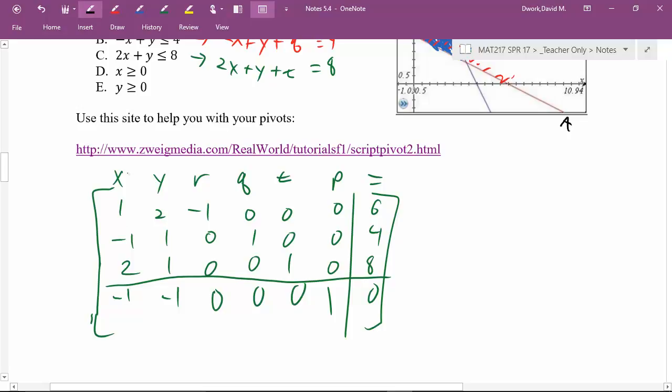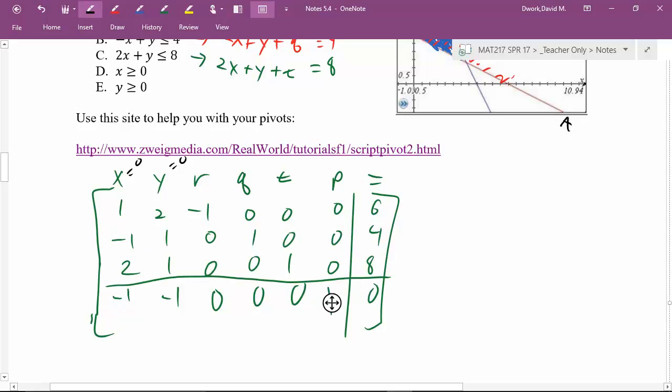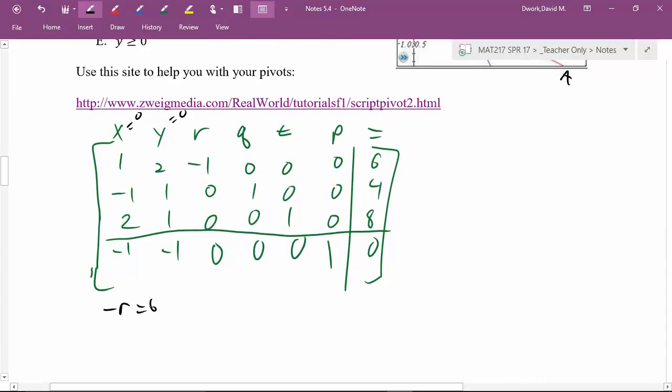So we're just going to talk through it. So this would be 0, x would be 0, y would be 0, r we're going to keep, q we're going to keep, t we're going to keep, p we always keep, equal sign we always keep. All right, here we go. So the first row would give me the result of negative r equals 6, which therefore means r equals negative 6. Now, this is a huge flag.